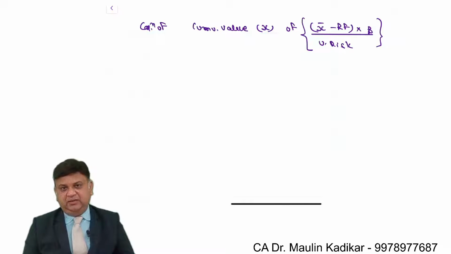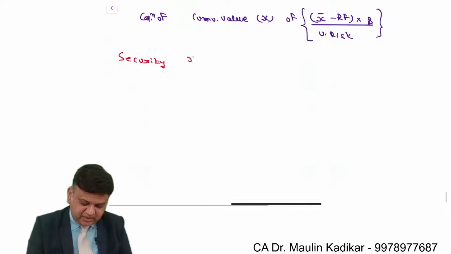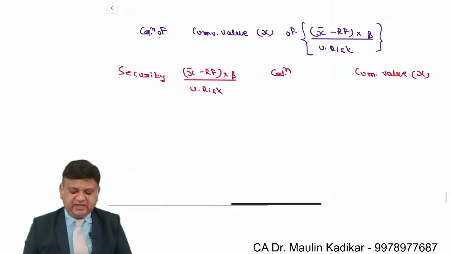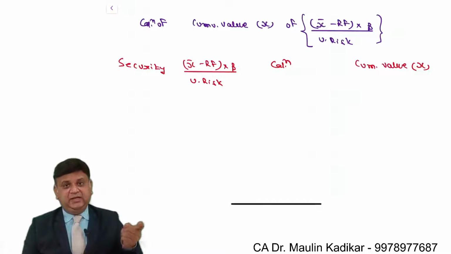Again, column number 1 will be security, column number 2 will be calculation of this answer, and next will be calculation of the cumulative value. So column number 1 security, column number 2 will be X bar minus RF into beta divided by unsystematic risk. Then we'll make the calculation of the cumulative value. And to this cumulative value, I am assigning X variable, because this cumulative value is going to be used in the final formula for calculation of the CI.